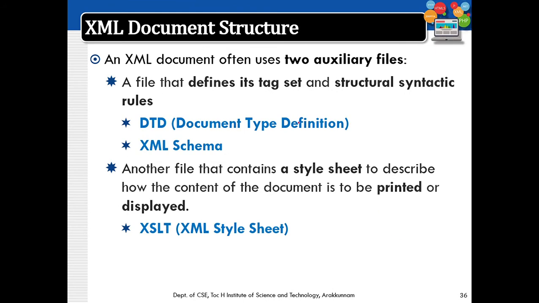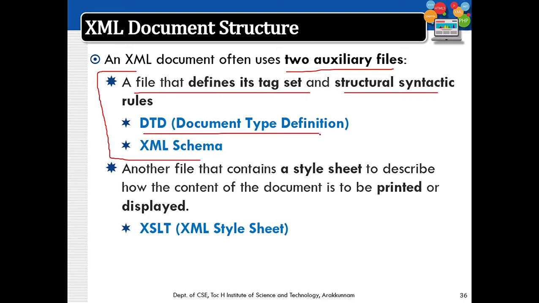An XML document, as we have already discussed, has two auxiliary files. A file that defines the tag set and structure and syntax rules. So we have a .xml file, and for supporting that we have a rule set. The rule set can be either a DTD, document type definition, or an XML schema.